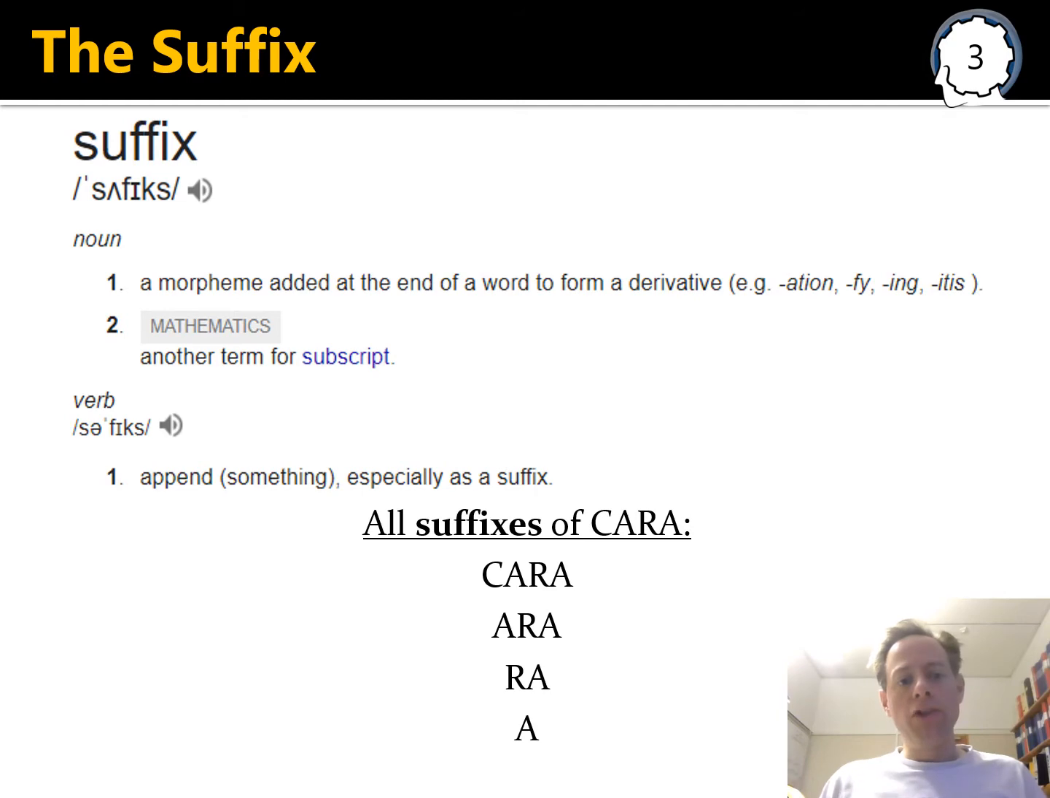So first of all, just to repeat what a suffix is. Basically, a suffix is something at the end of a word. So if we have a word like kara, then all the suffixes of kara are kara, ara, ra, and a. So those are the four suffixes.